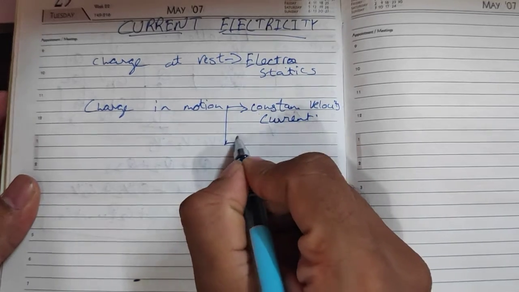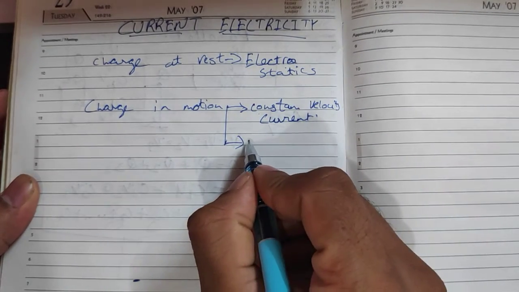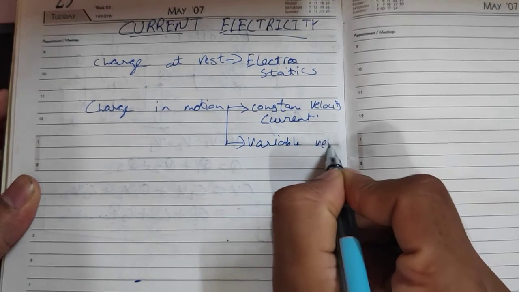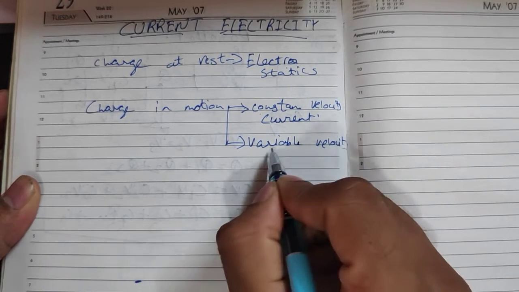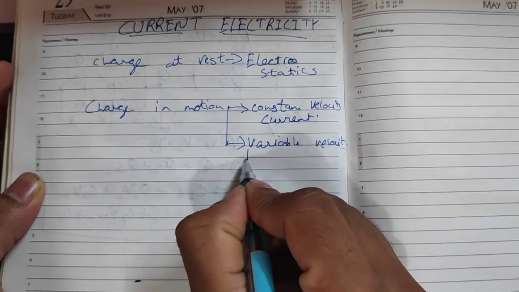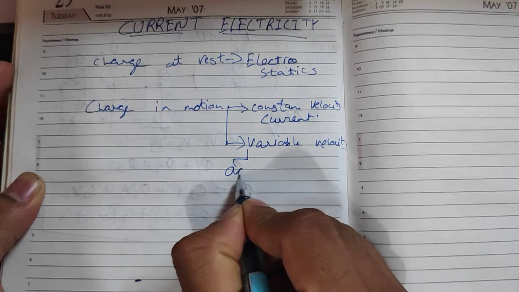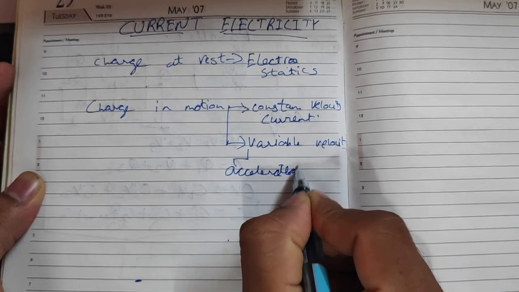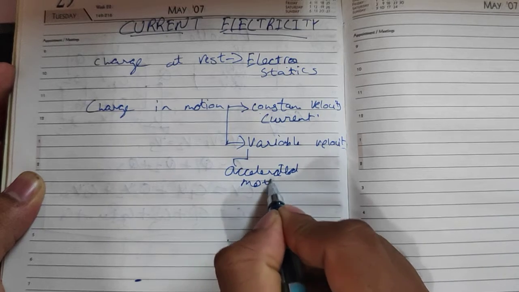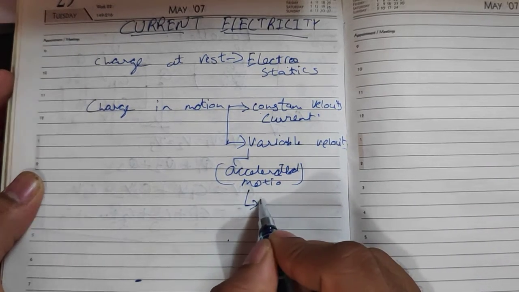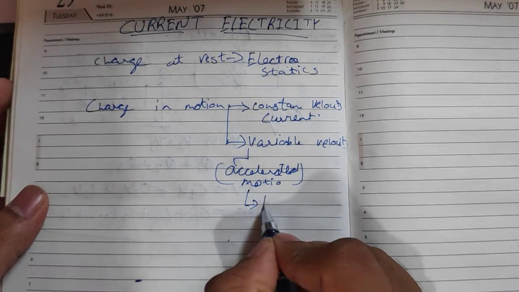Another one is motion with variable velocity. What happens in variable velocity? It gets accelerated, it has an accelerated motion. Where is it used? It will be used in later chapters in which we will have electromagnetism.